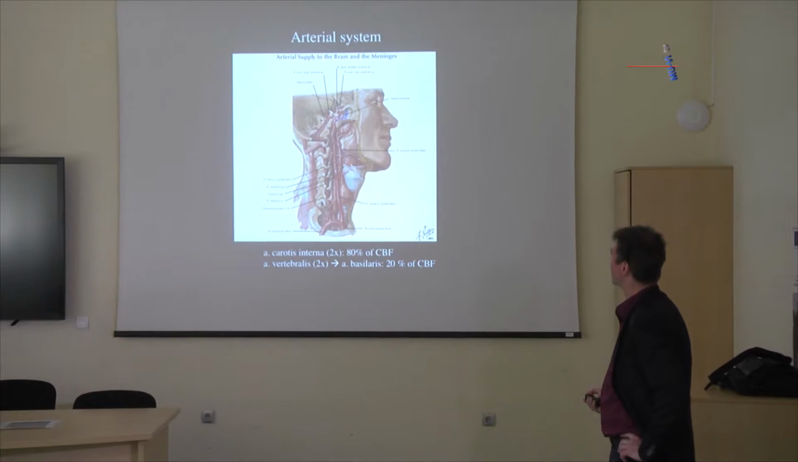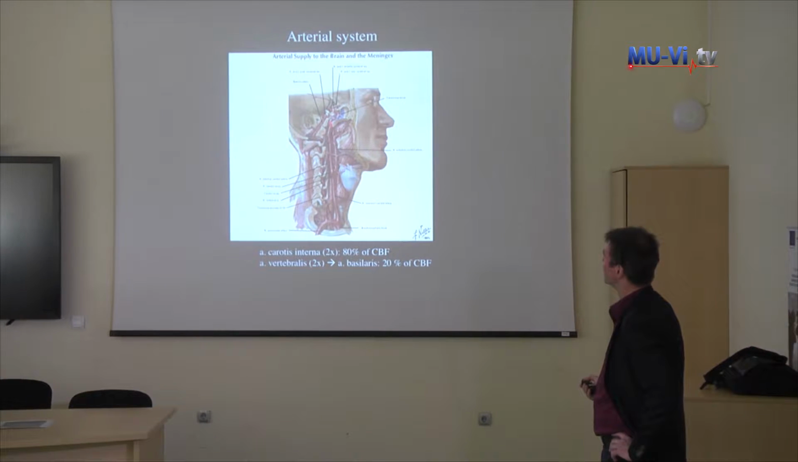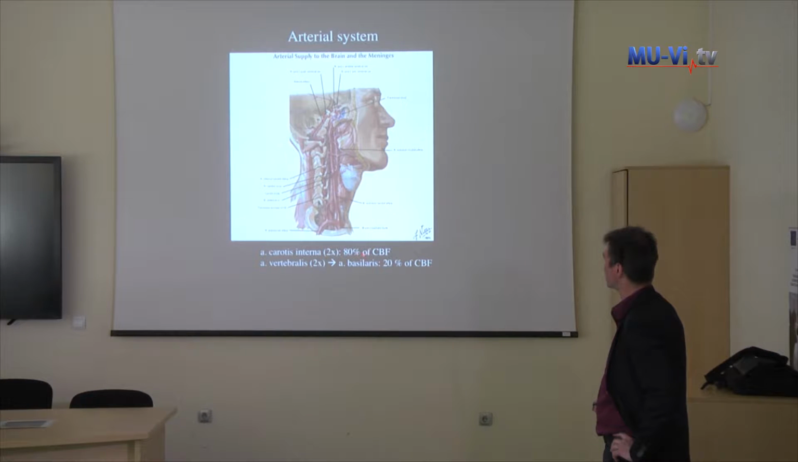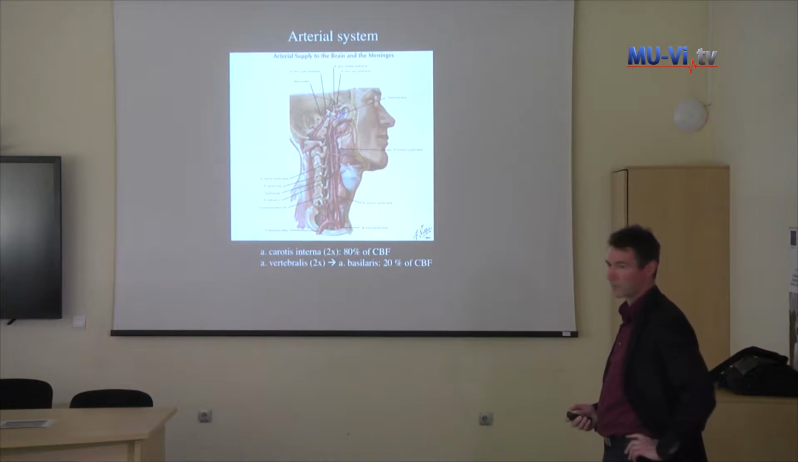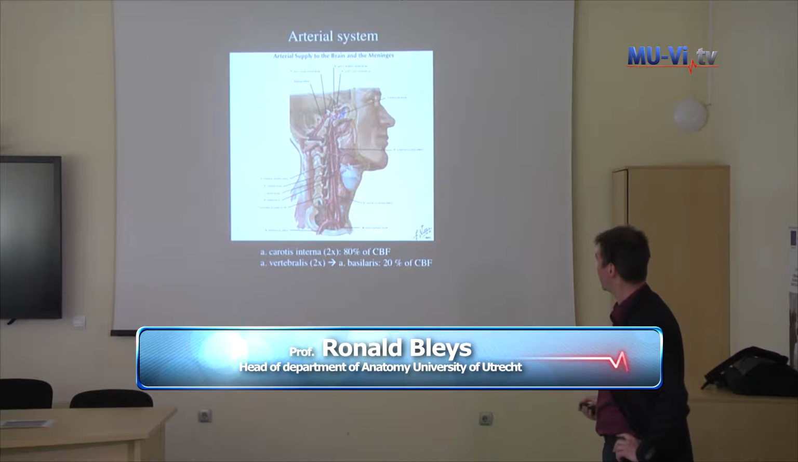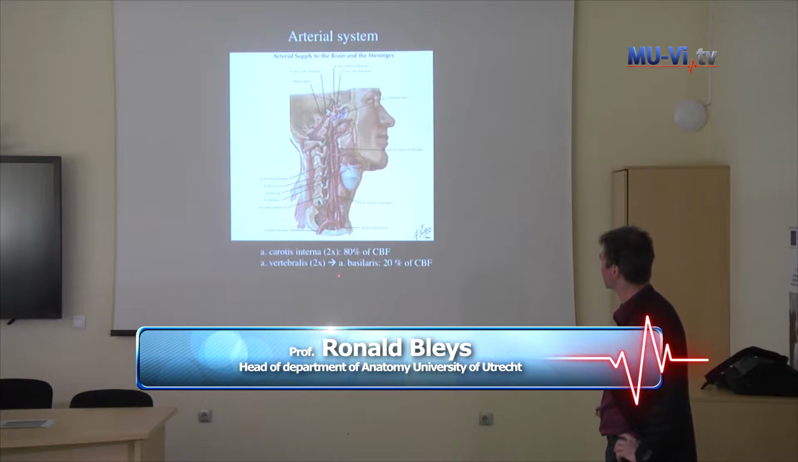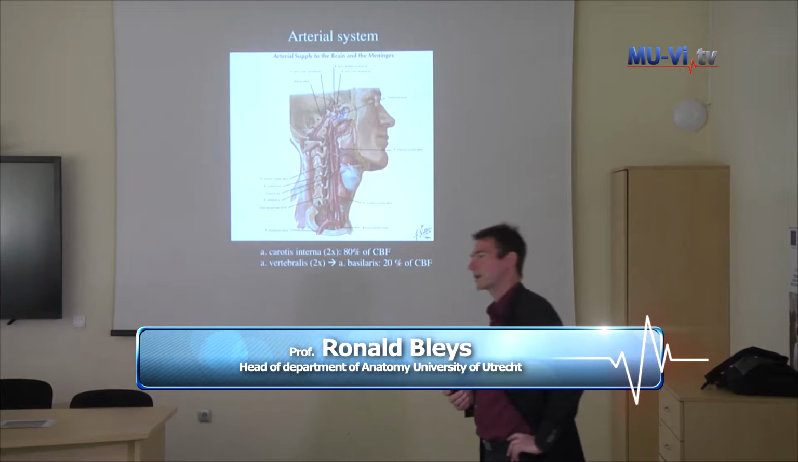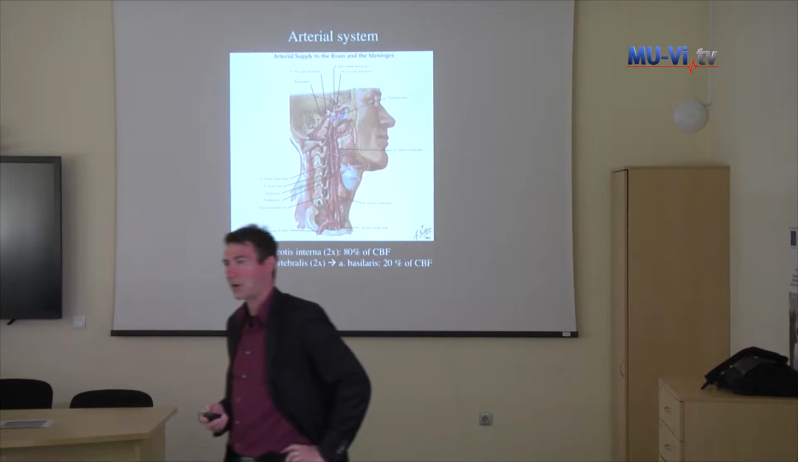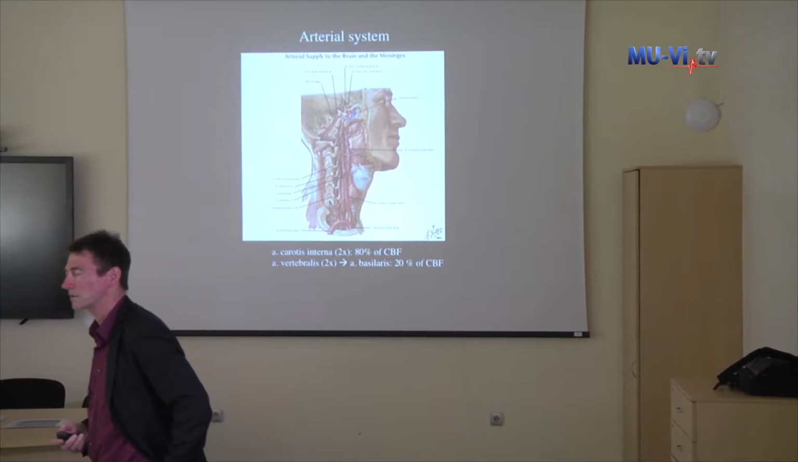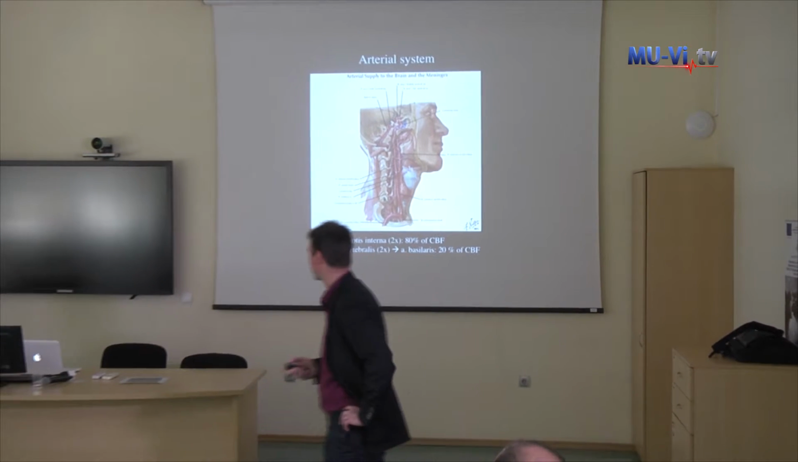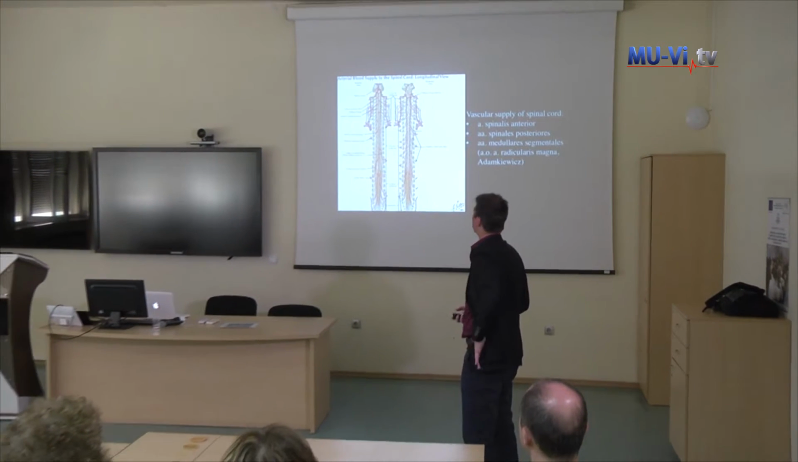And you can see that the greater part of the blood comes through both carotids. 80% of the cerebral blood flow is supplied by both internal carotid arteries, and the remainder comes from the vertebro-basilar system. Now, before I continue with the arterial supply of the brain, I will discuss the supply of the spinal cord, which is very important as well.